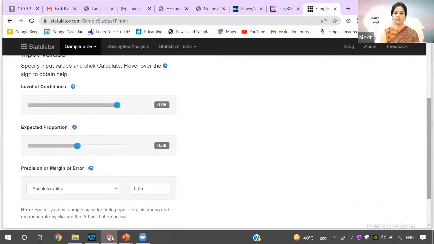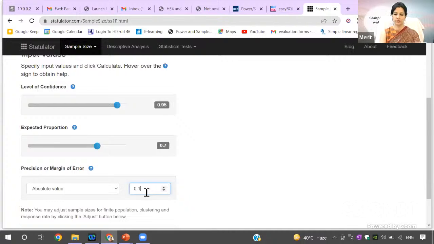So here we will apply a single proportion. This 95% will be the level of confidence in this expected proportion. Actually, this is the sensitivity and specificity, because sensitivity and specificity is again a proportion. So initially I will calculate it with the 70% of sensitivity. So I will make this 0.70. And then this precision will be 10%.